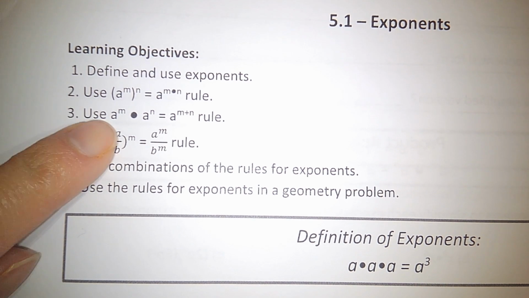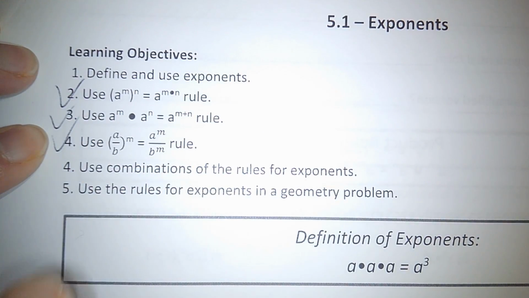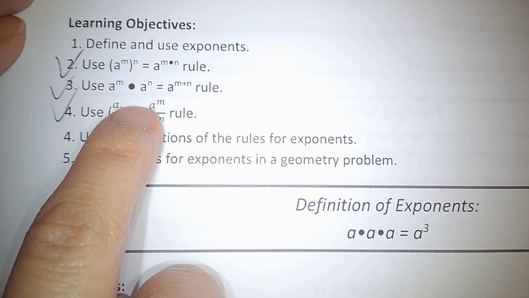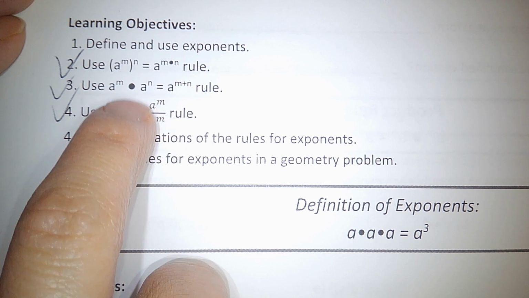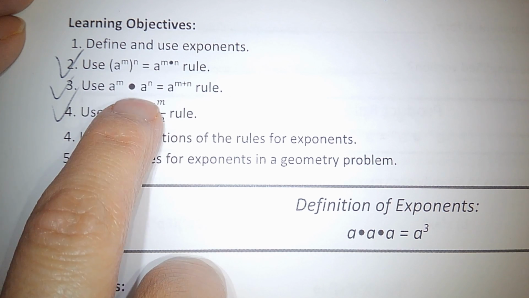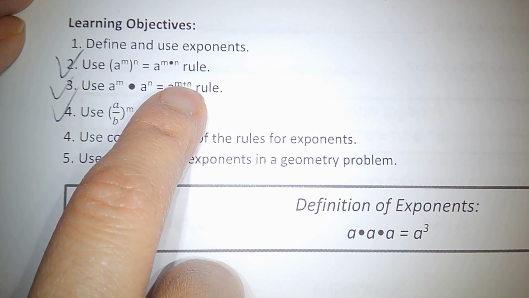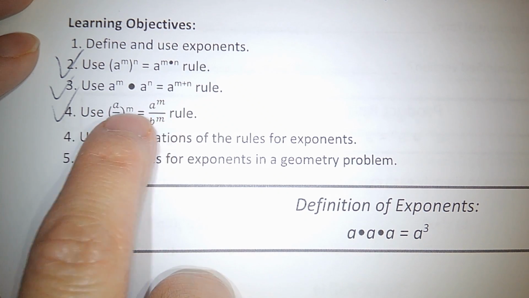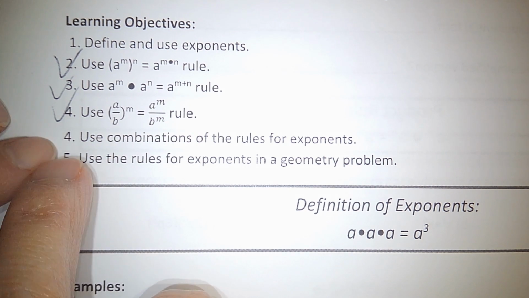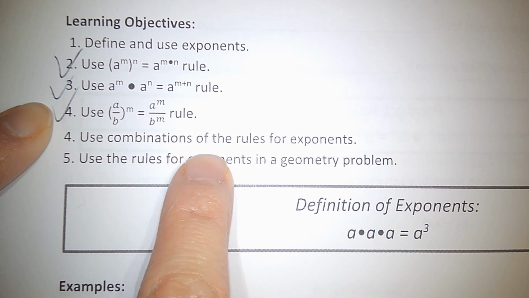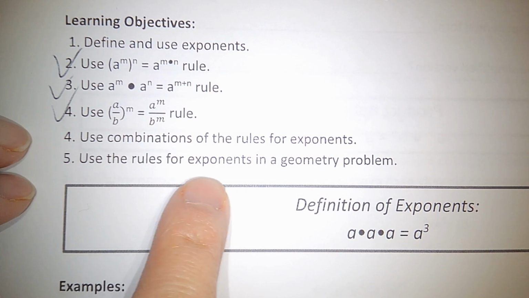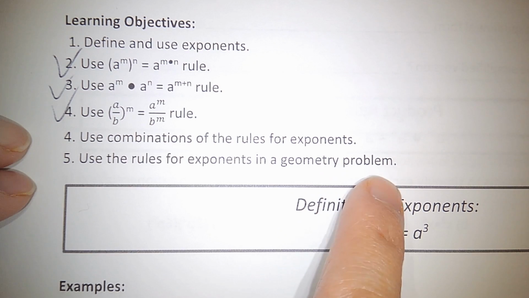Okay, also we're going to learn these rules. After we learn this section, we have to know all of these rules. A to the mth power, then nth power equals a to the m times n. A to the m times a to the n equals a to the m plus nth power. A over b to the mth power equals a to the m over b to the m. And also we should be able to use combinations of the rules for exponents to do calculations, and also use the rules for exponents in geometry problems.